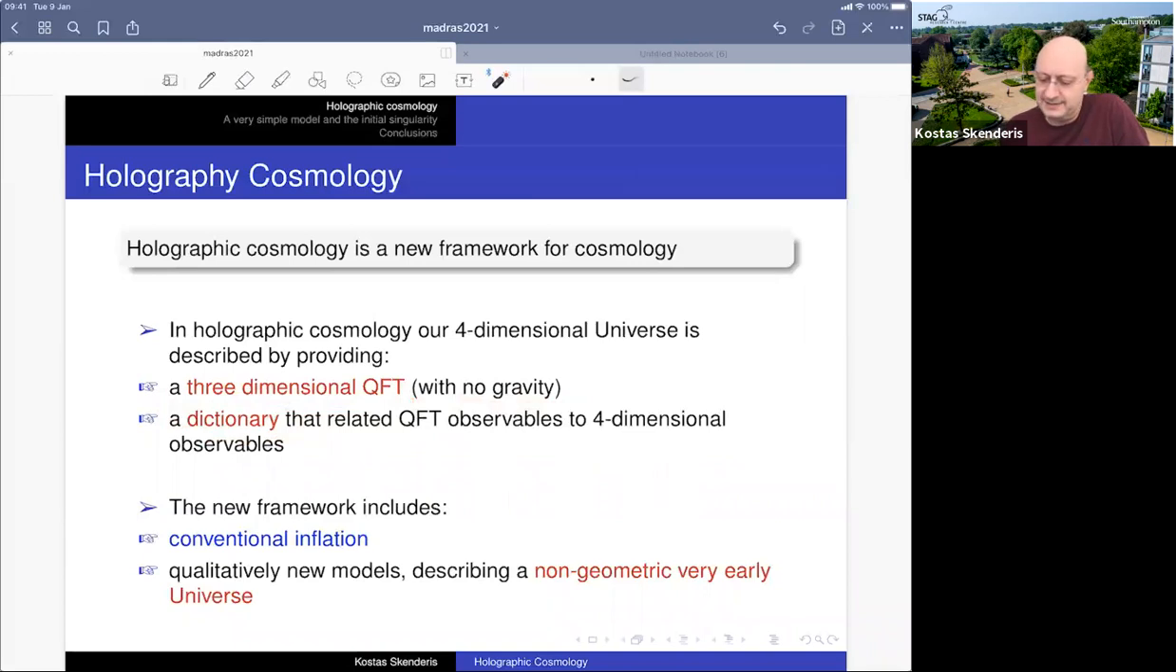I also want to emphasize that in this talk, I'm always going to be discussing our own universe. It's not going to be some alternative universe, let's say with negative cosmological constant or some other features. This is meant to be a description of our own universe, and we'll also see connection with actual cosmological data. So this new framework includes all conventional models of inflation. They are in a sense part of the parameter space of this new description. But at the same time it also includes qualitatively new models that describe a non-geometric very early universe.